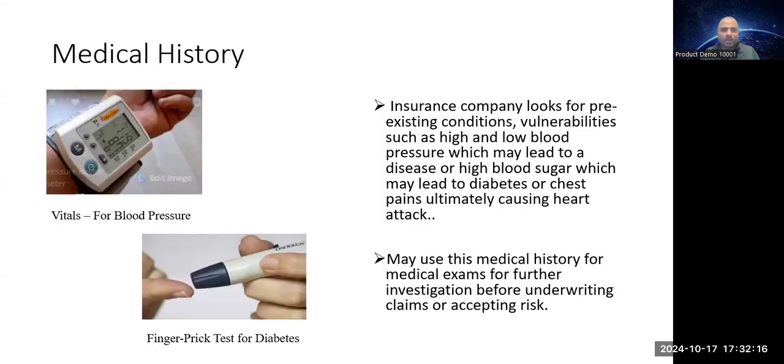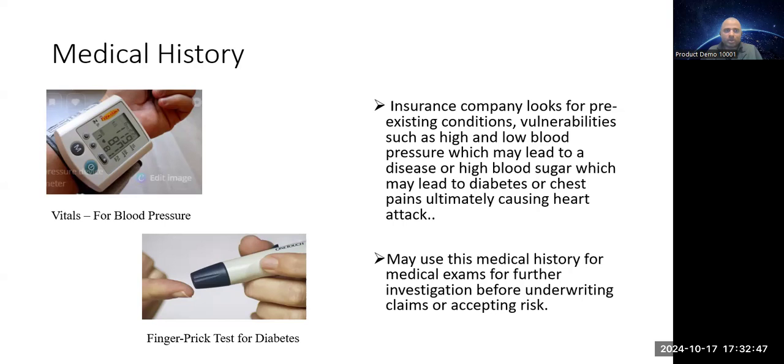All right. So when it comes to medical history, the insurance companies do need to verify your medical history from time to time. And again, this is to underwrite risk. Obviously, insurance is a business, and that's the reason why, when it comes to underwriting risk, if that risk is not profitable for the insurance company, they will not approve your coverage. And to underwrite this risk, they will need your medical history.